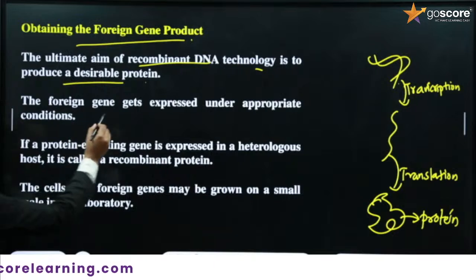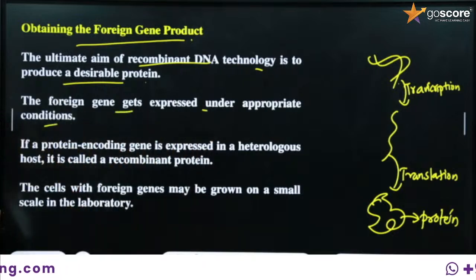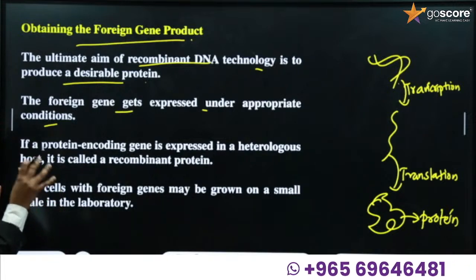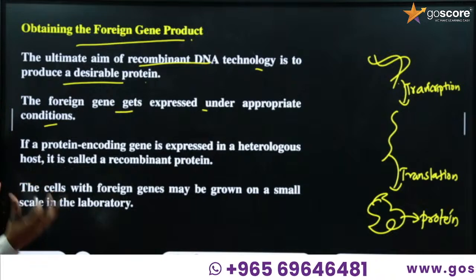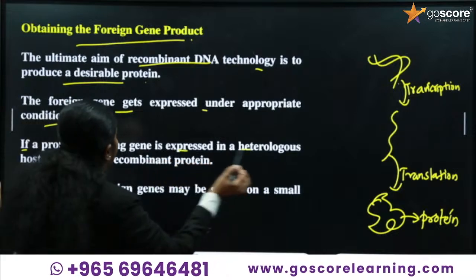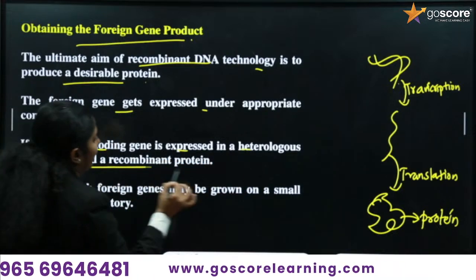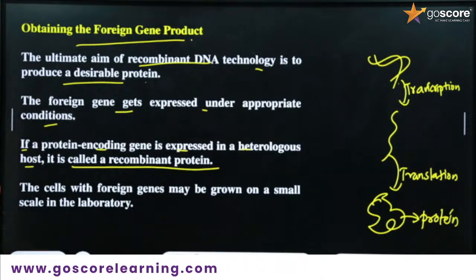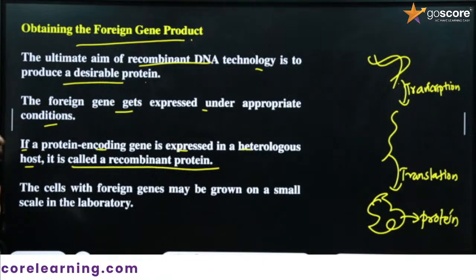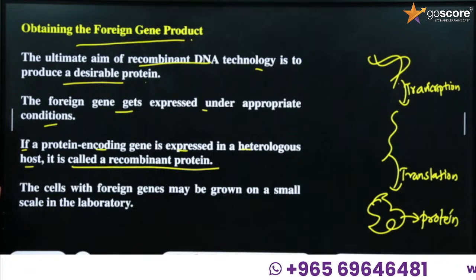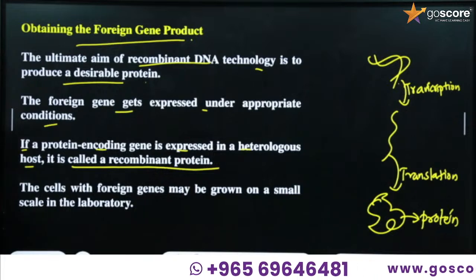The foreign gene gets expressed under appropriate conditions. It will get expressed only with the appropriate conditions. That means the transcription and translation have to be done under different conditions. If a protein encoding gene is expressed in a heterologous host, it is called a recombinant protein. So what is a recombinant protein? Heterologous host means a different host, not the same host.